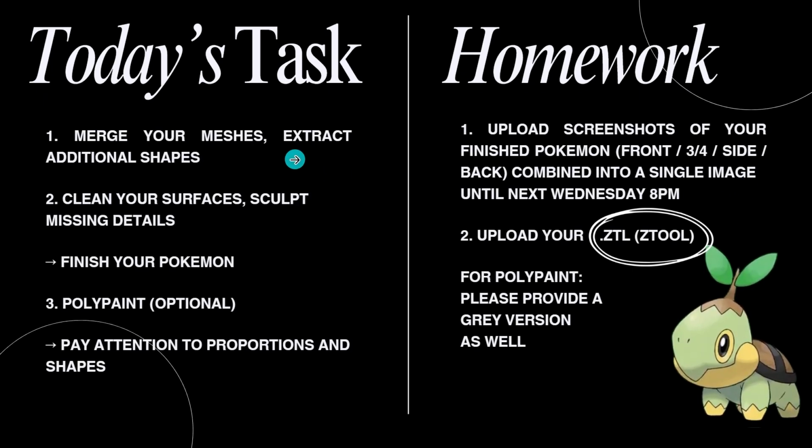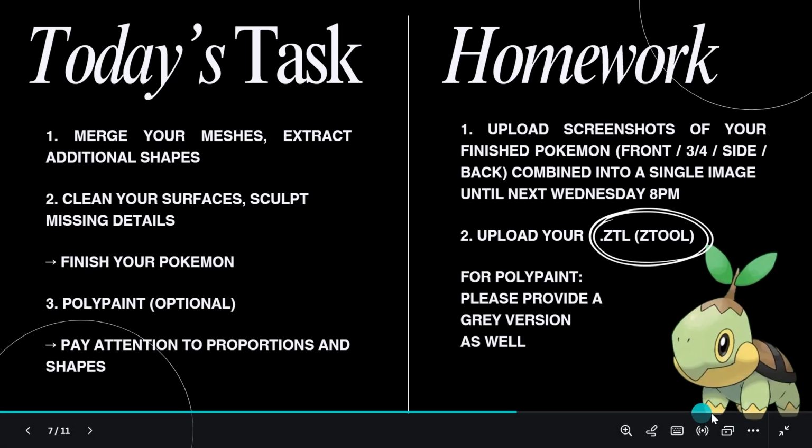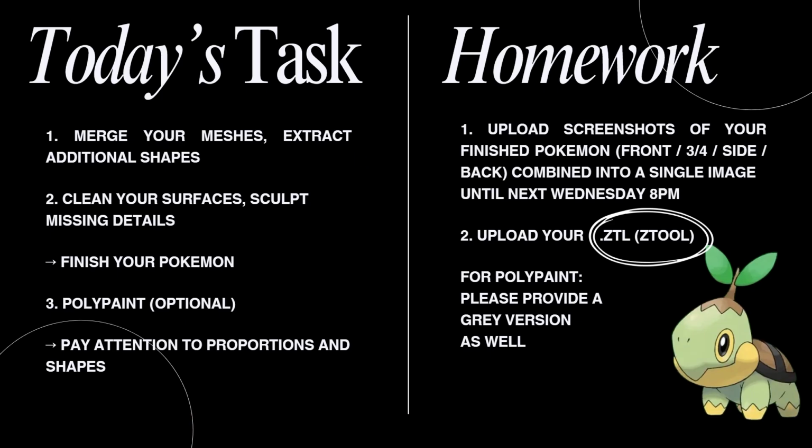So, for today, your task will be to merge all necessary meshes, extract additional shapes. For example, for this Pokemon, that will be the top part or the one down below here, so that you have all meshes that belong to your concept, all in this 3D scene. Then you will clean up your surfaces if you see any bumps on your surfaces, or if you have very low topology, and then you subdivide it, just making sure that your mesh is overall clean. And that means basically you're finishing up your Pokemon.